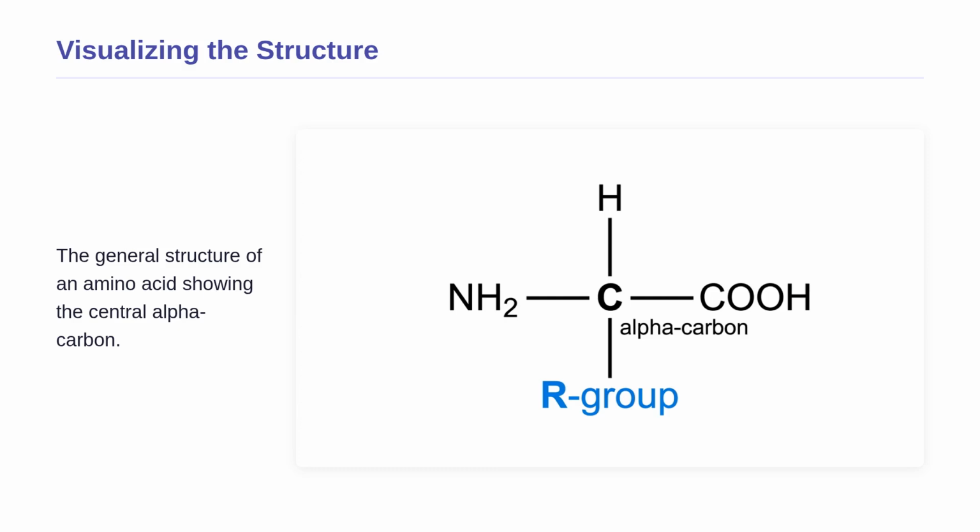To reinforce what we have just learned and proven, let us look at a visual representation. Here you see the general structure of an amino acid laid out clearly. In the center, labeled in black, is the alpha carbon. Branching off horizontally are the amino group on the left and the carboxyl group on the right. Pointing upwards is the standard hydrogen atom. Pointing downwards, highlighted in blue, is the variable R group. This cross-like schematic perfectly illustrates how the alpha carbon acts as the central hub. Every standard amino acid shares this exact backbone, differing only in that bottom blue R group.